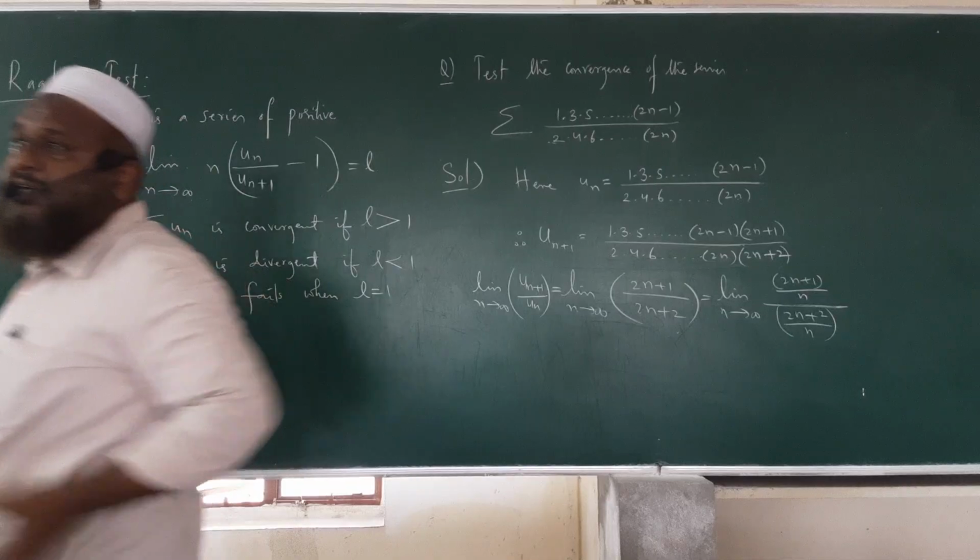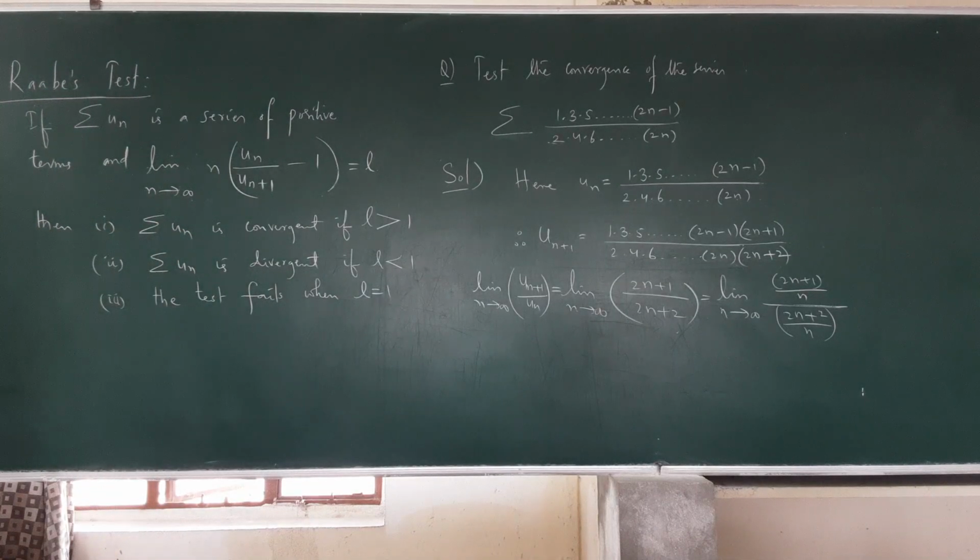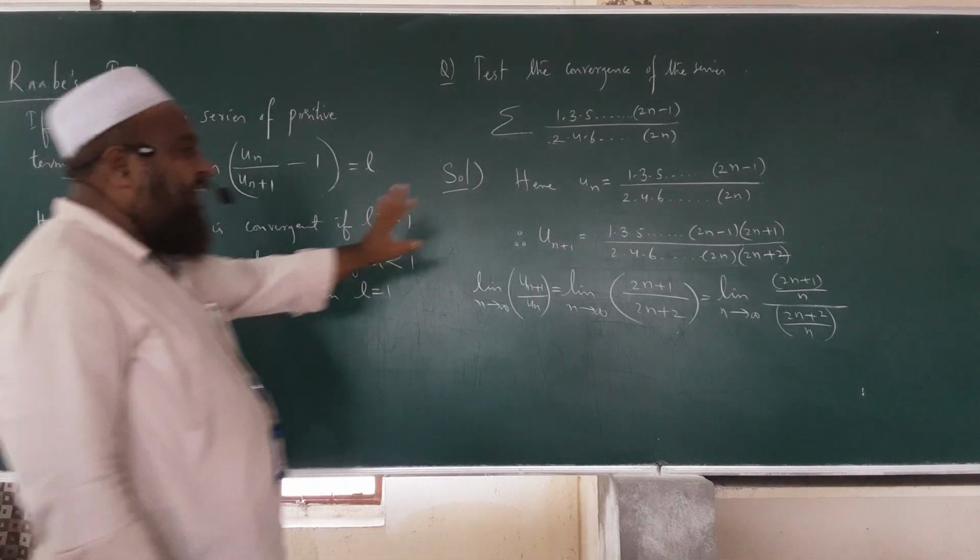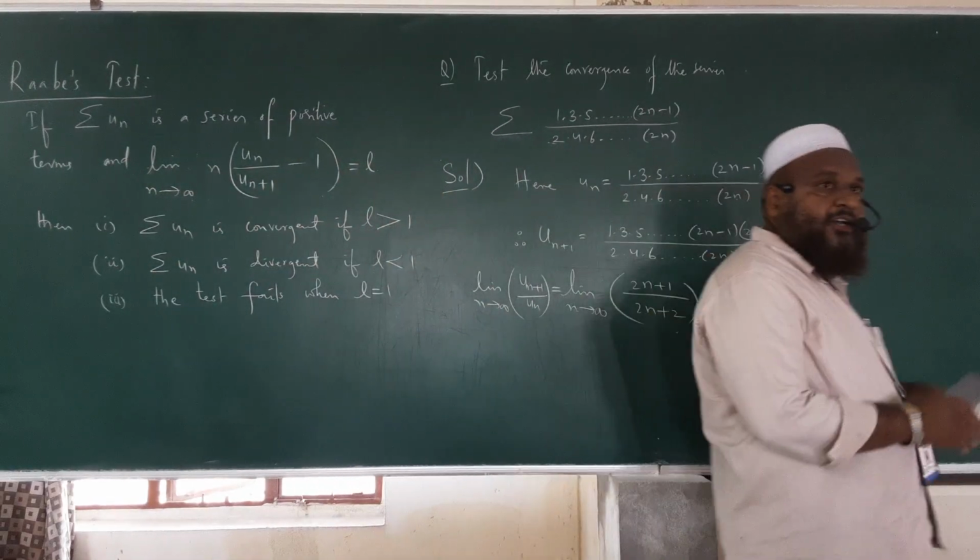Are you all clear up to here? Why have you divided with n? The highest power selected from numerator and denominator is only n. So I divided the numerator and denominator with n.